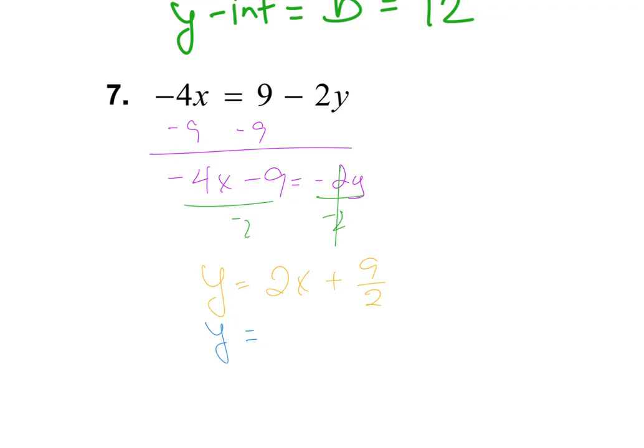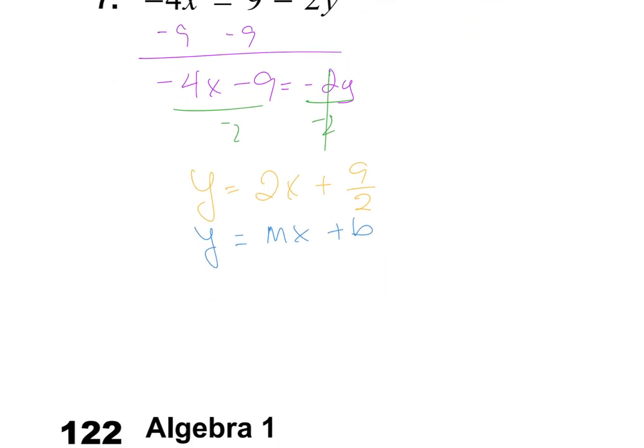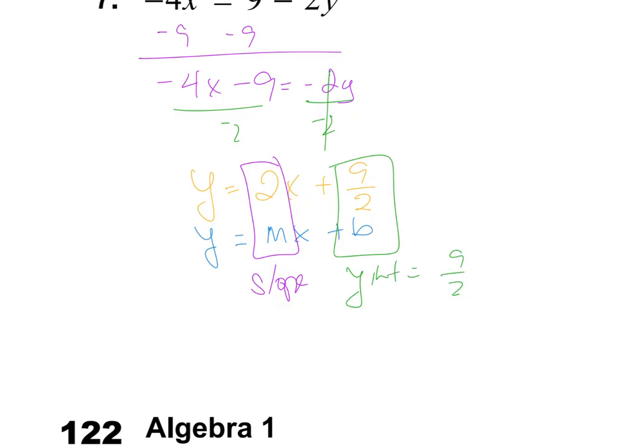And again, I'm just going to write the y equals mx plus b underneath it so that I can say that is my slope. My slope is 2. And my y-intercept equals 9 over 2.